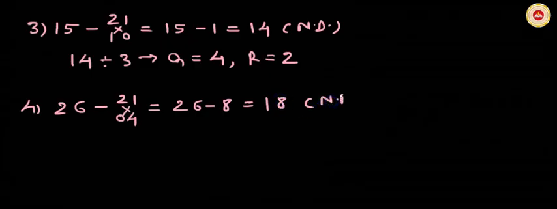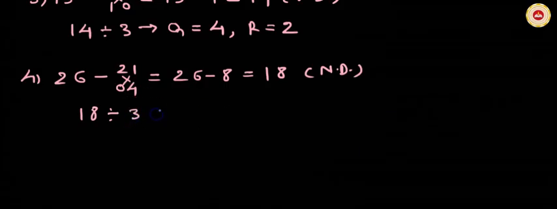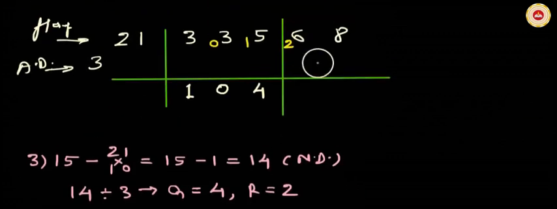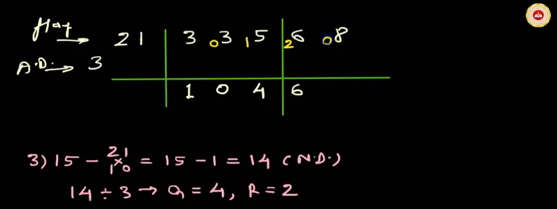18 is net dividend, and 18 should be divided by actual divisor. What is actual divisor? 3. So 18 divided by 3 gives us quotient 6, since 3 sixes are 18. Okay, and remainder is 0, 18 minus 18. So write quotient digit 6 below gross dividend 26 and remainder 0 as a prefix to the next digit in the dividend, which is 8.